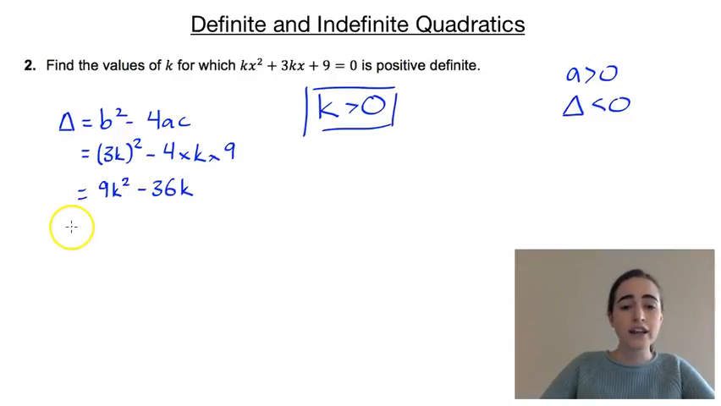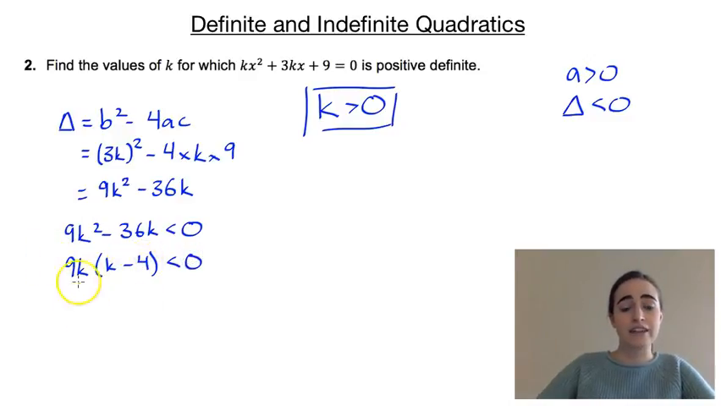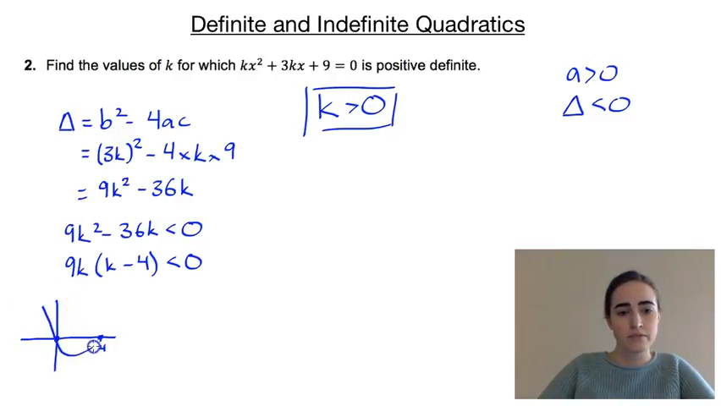Now we're going to have a quadratic inequality. We're going to have 9k squared minus 36k, and we want that to be less than 0. If we factorise this, we can have 9k out the front, outside of k minus 4, is less than 0. Which means if we look at this left-hand side, if we were to graph that, we would have x-intercepts at 0 and at 4. Now looking at that, that would be a concave up parabola. So it looks something like that.